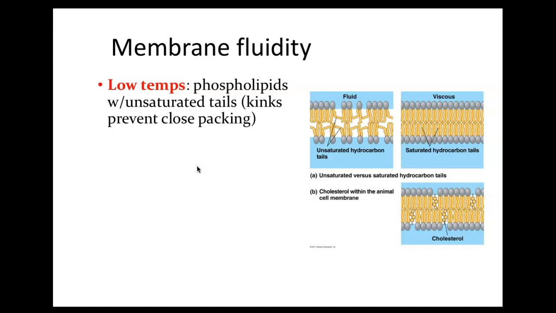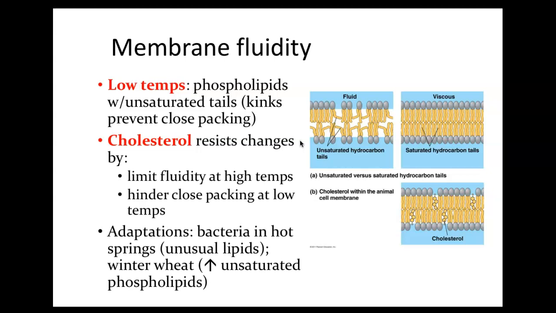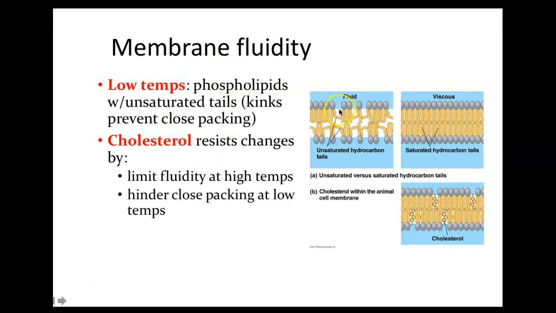Membrane fluidity, this is the next question. How does the membrane adjust to cold temperatures? So to cold temperatures, you're going to see kinks in the tails, and those kinks are caused by double bonds between carbons, which makes them unsaturated. So what that does is it prevents packing. Cholesterol is also going to resist changes. So at low temperatures, you have those unsaturated hydrocarbons, the double bonds between carbons, which causes a kink in the tail, keeps it from packing too close together and solidifying. Cholesterol is going to also keep them from packing together and causing them to solidify.